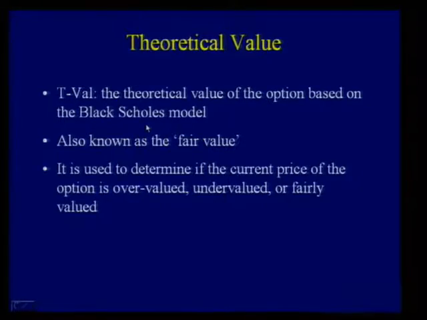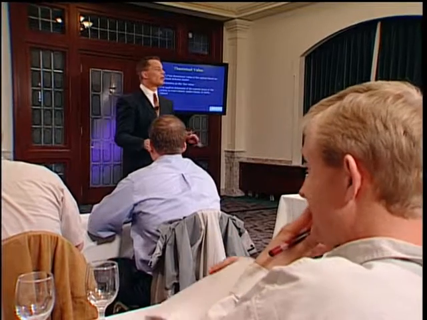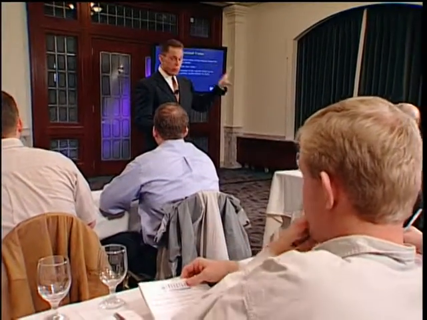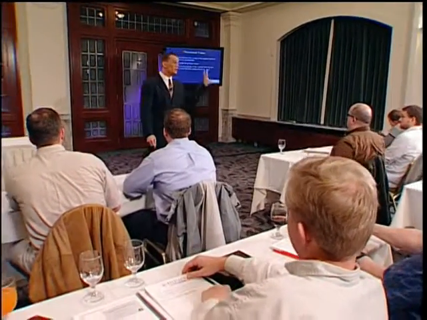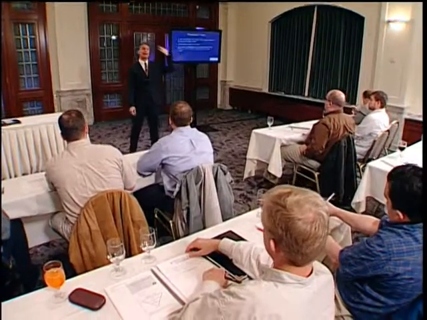T-value. The theoretical value of an option based on the Black-Scholes model. It's also known as the fair value. What is the fair value of the option? It is used to determine if the current price of the option is overvalued, undervalued, or fairly valued. Again, we're going to be looking for about 20% or under. If it's much more than 20%, we know we have a very, very expensive option. If you're buying expensive options, be very careful. That's where most of you may be losing your money, okay? I'm discouraging that, okay?